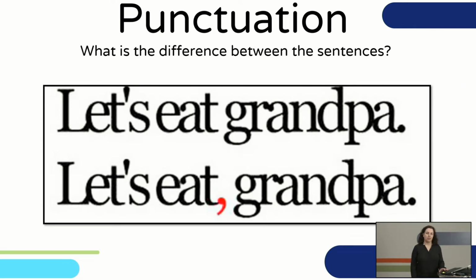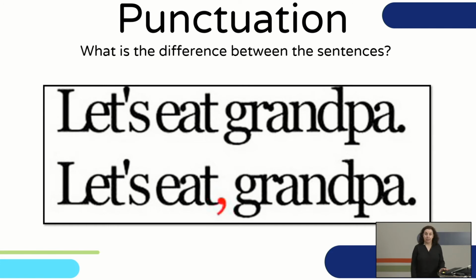Look at these two sentences. What is the difference between them? Let's eat grandpa. Or let's eat, grandpa. I'll read it again. Let's eat grandpa. Or let's eat, grandpa. What is the difference between them? You're right. The difference between them is the comma in the middle of the second sentence.